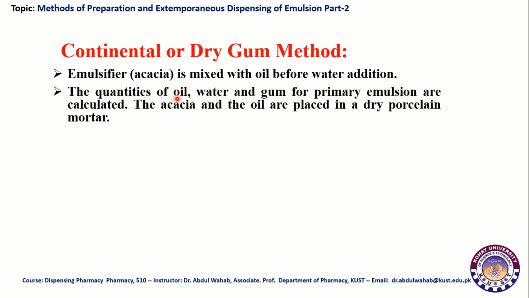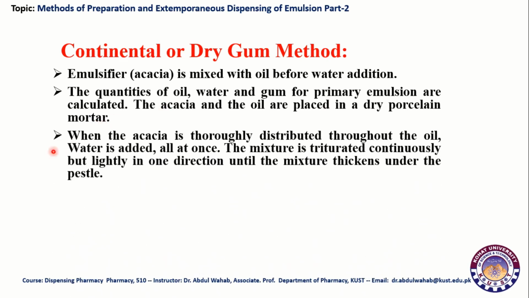The quantities of oil, water and gum for the primary emulsion are calculated, as we have discussed: there must be 4 parts of oil, 2 parts of water and 1 part of gum. The acacia and the oil are placed in a dry porcelain mortar. The acacia is thoroughly distributed throughout the oil, as in this case, in the dry gum method, we disperse the acacia, the emulsifying agent, in the oil.